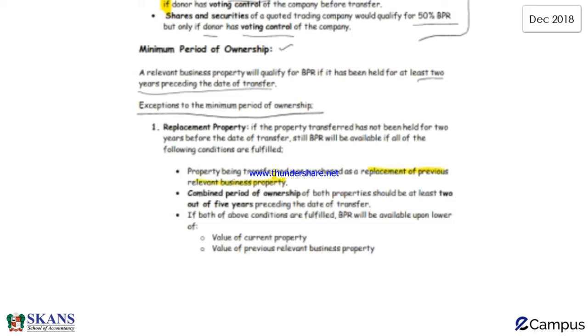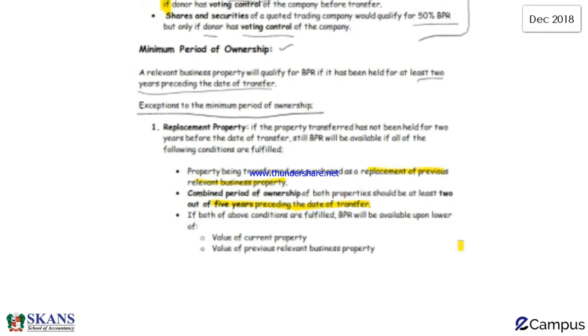And at the date of transfer, when I look at the ownership period of both properties for the previous 5 years preceding the date of transfer, if the combined ownership of both properties is at least 2 years out of 5 years before the date of transfer, we will still be able to claim BPR.